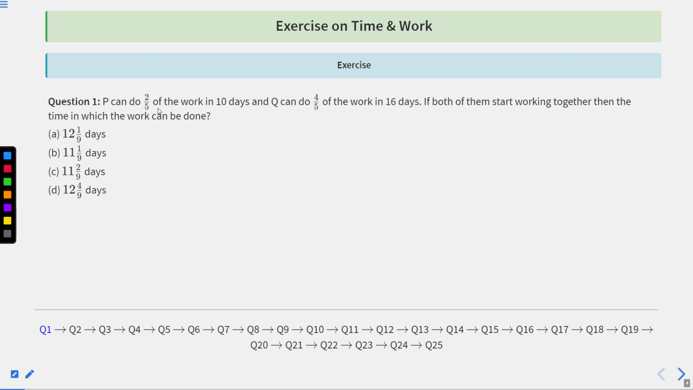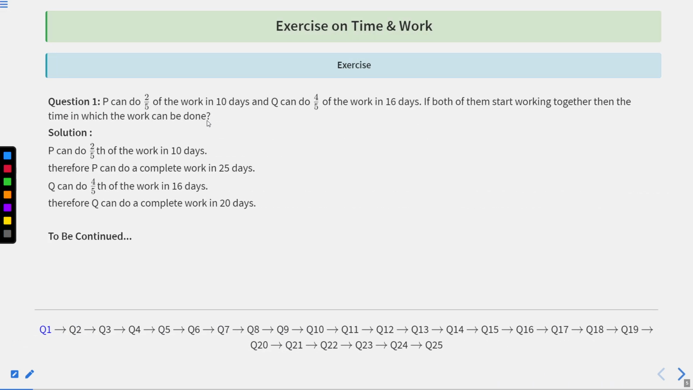P can do 2/5 of the work in 10 days and Q can do 4/5 of the work in 16 days. If both of them start working together, then the time in which the work can be done is. So let us have a look over the solution.